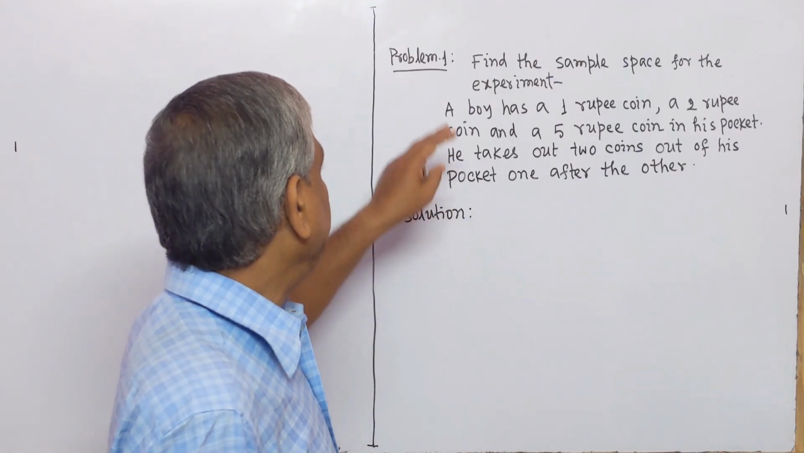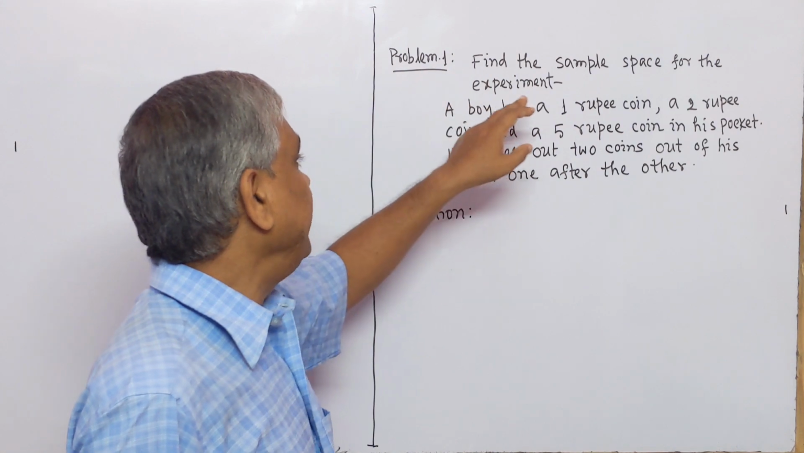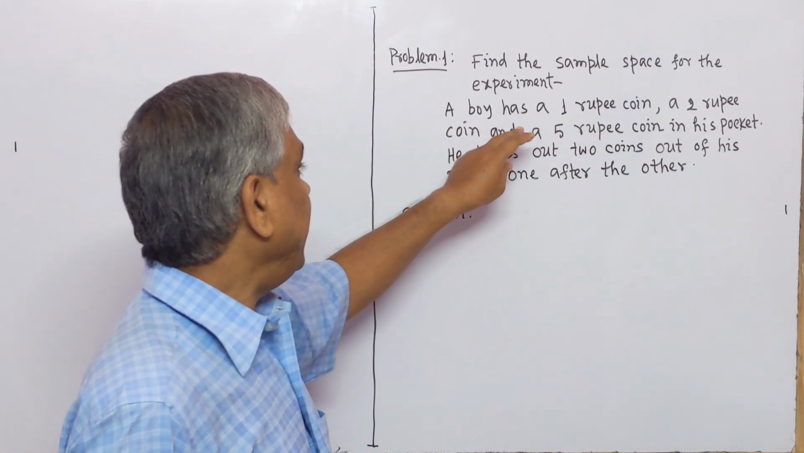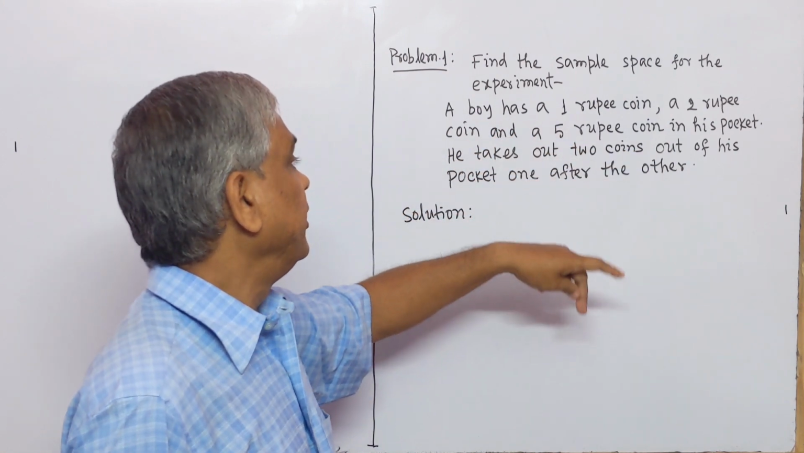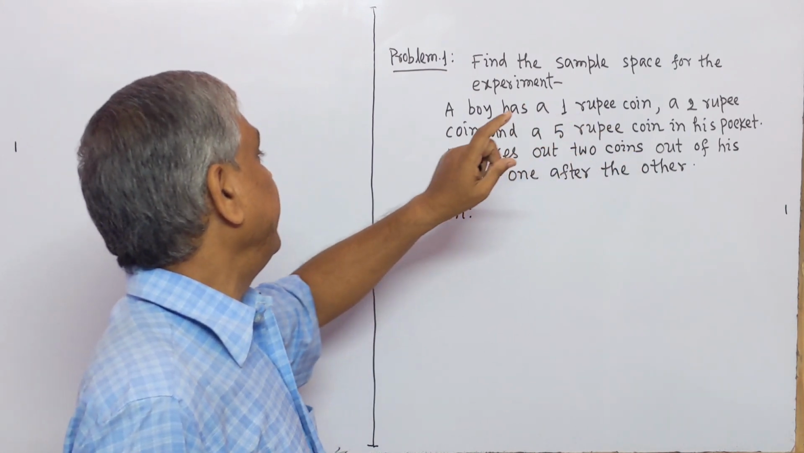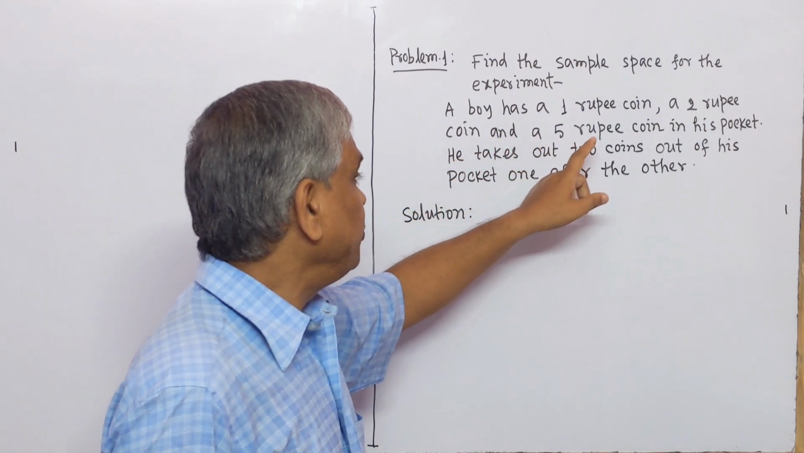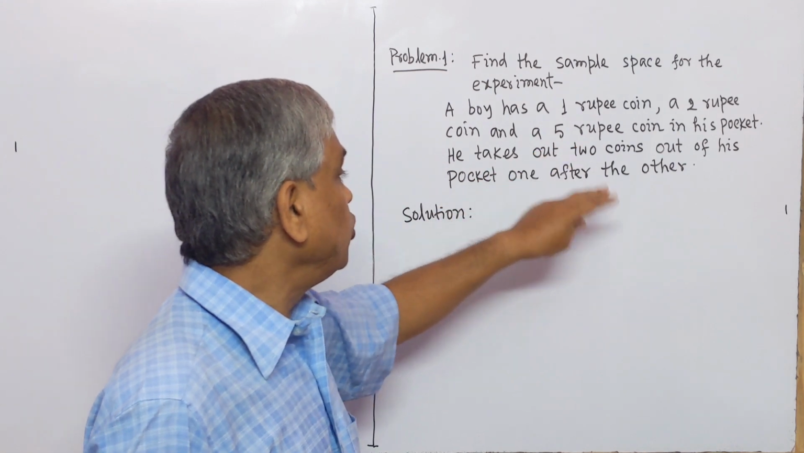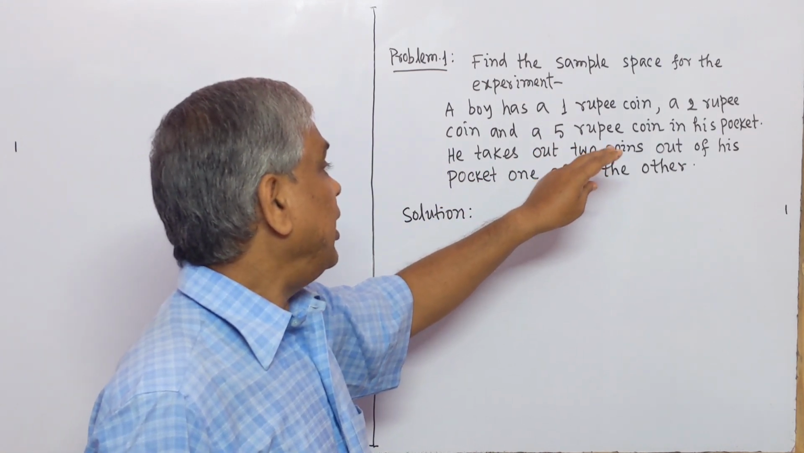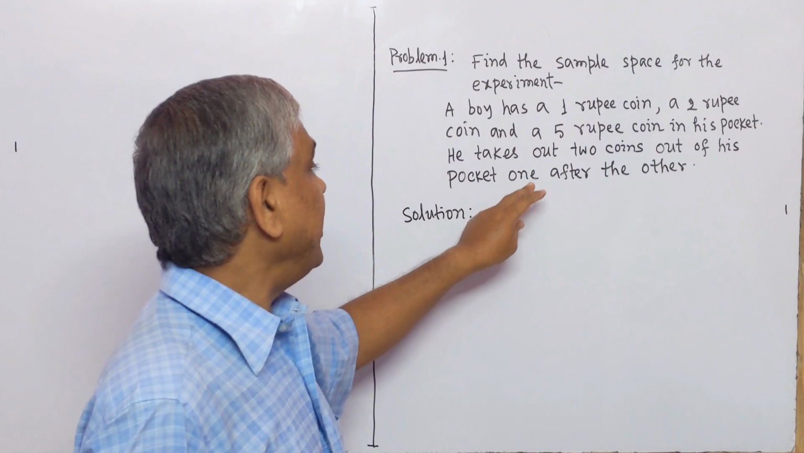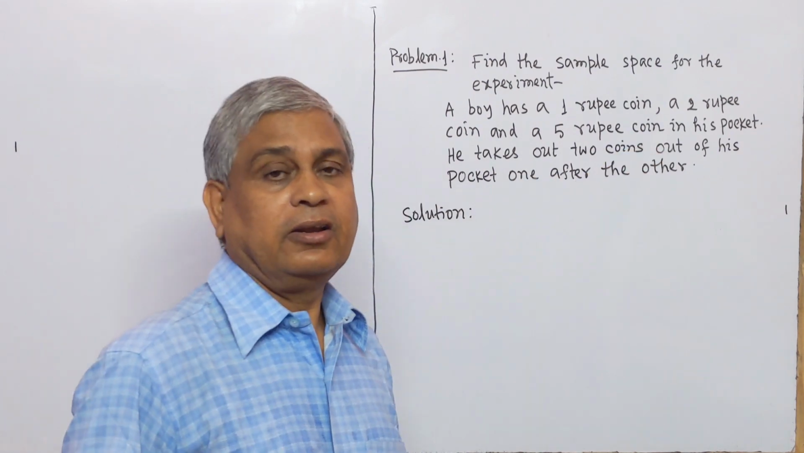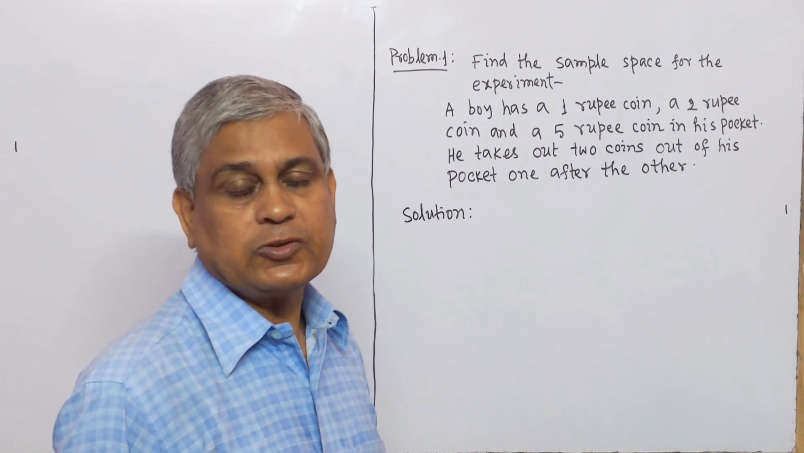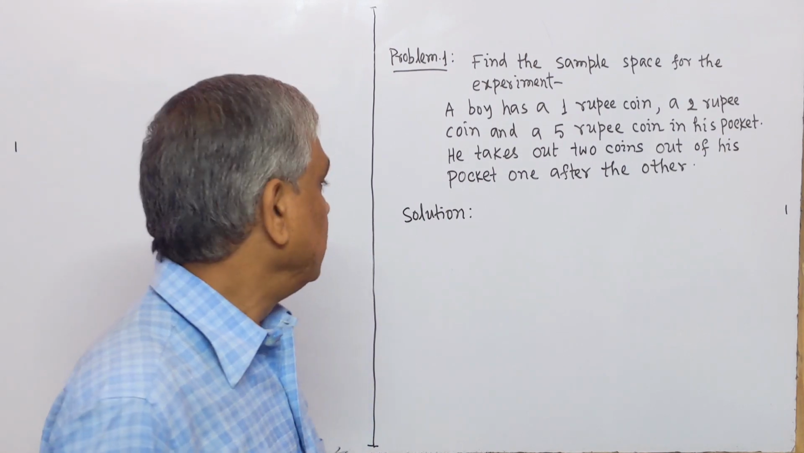Now we solve a problem. Problem is find the sample space for the experiment. A boy has a 1 rupee coin, a 2 rupee coin and a 5 rupee coin in his pocket. He takes out 2 coins out of his pocket, one after the other. Now we have to find the sample space for this experiment. Solution.